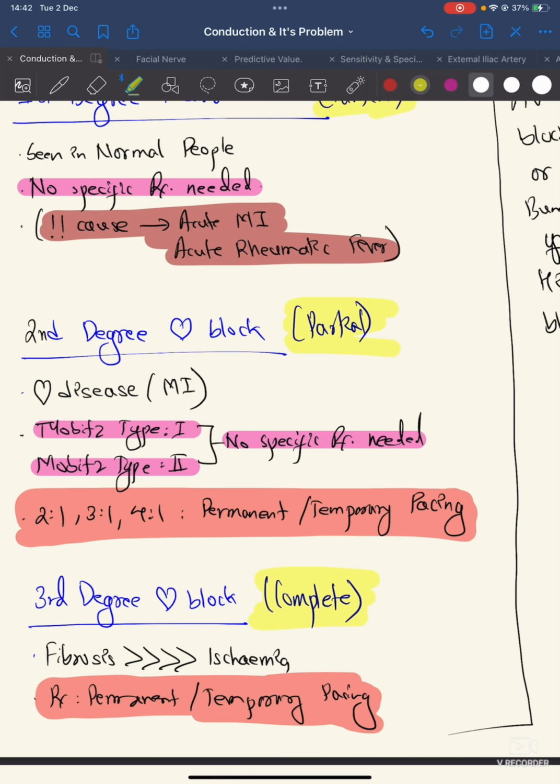While in the second degree heart block Mobitz type 2, the PR interval of the conducted beats is constant, but one P wave is not followed by the QRS complex. Similar will occur in the high-grade block, but there will be about 2 P waves for 1 QRS, or 3 P waves for 1 QRS, or 4 P waves for 1 QRS.